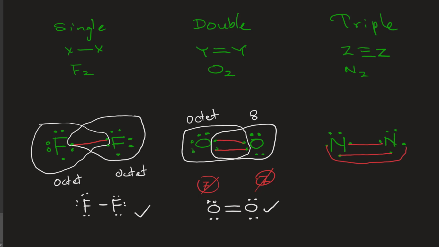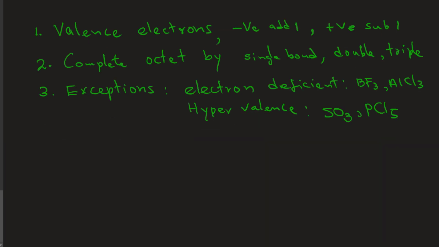We put another one, no octet, we put another one. So we put 3 bonds in nitrogen. Now each nitrogen has an octet. We can show that: nitrogen, triple bond, nitrogen, each with a lone pair. So that's the triple bond.